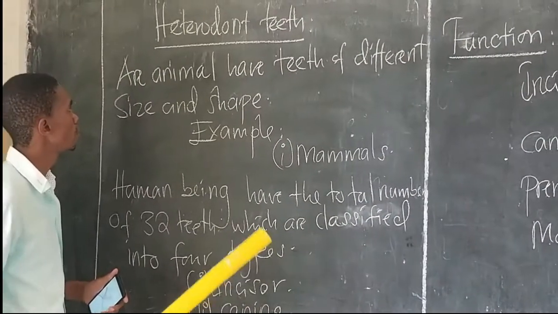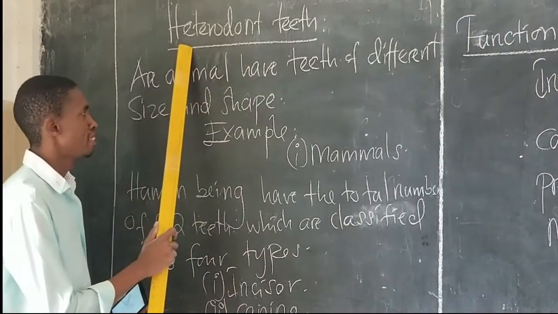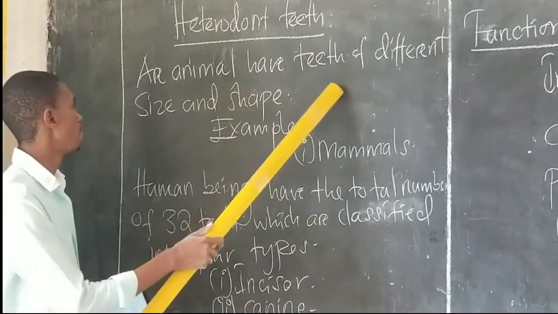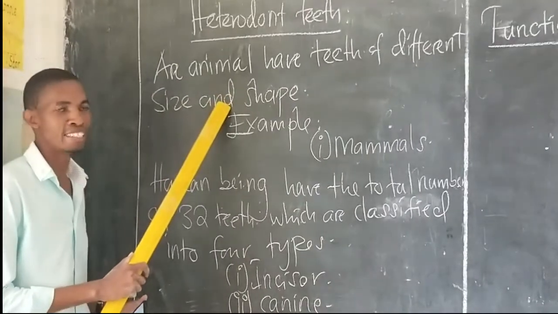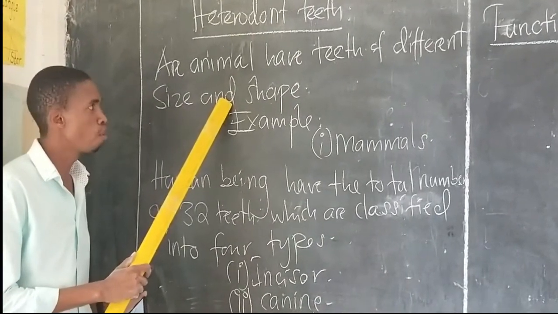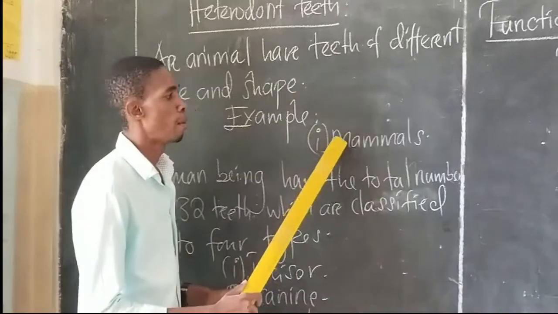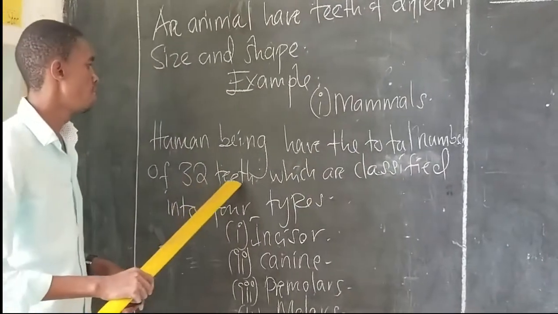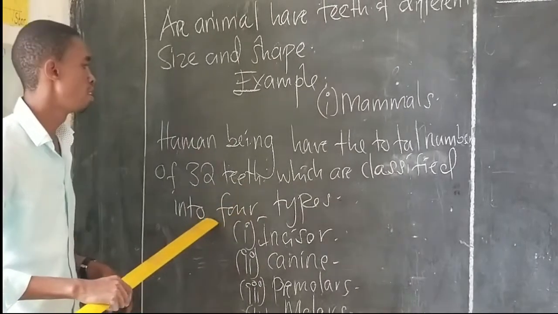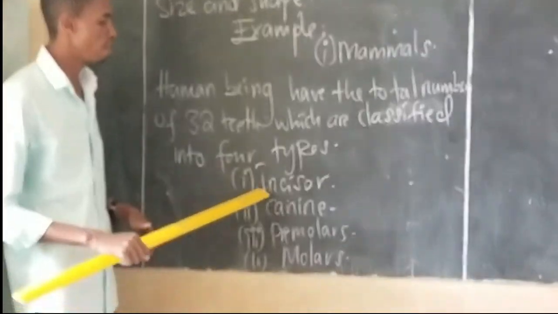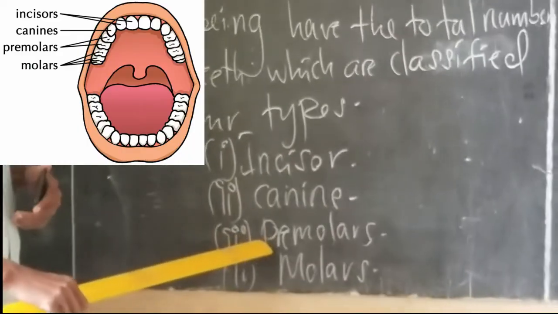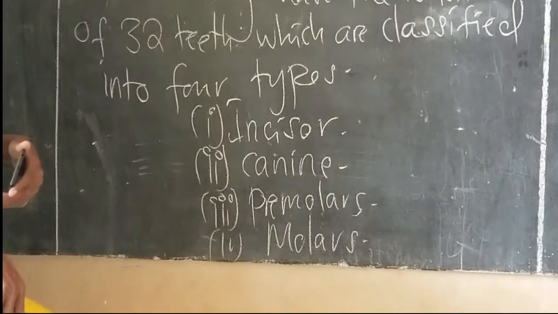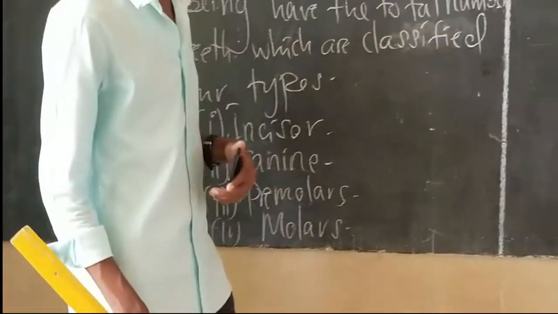Another is heterodont teeth. Heterodont teeth are found in animals that have teeth of different size and shape. A good example of heterodont teeth is mammals. The human being has a total of 32 teeth, which are classified into 4 types: the incisor, canine, premolars, and molars. These are the types of teeth which are found in the mouth of the human being.